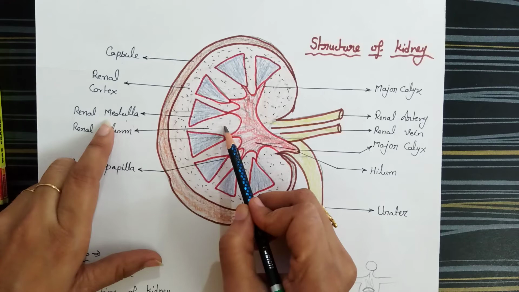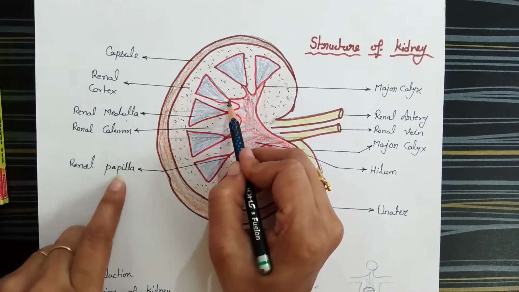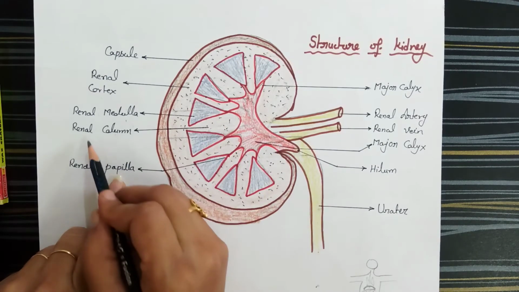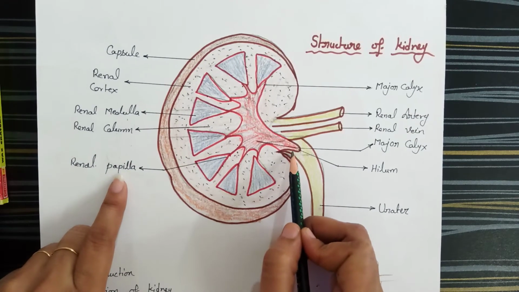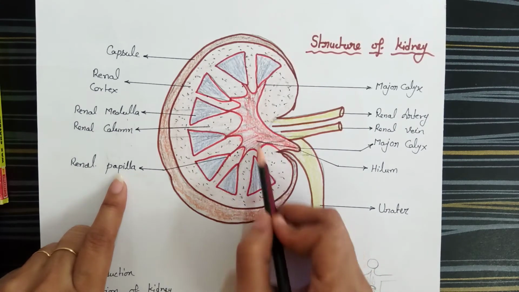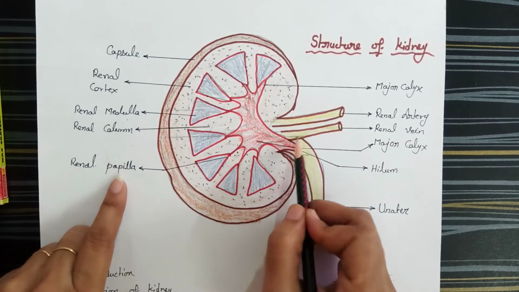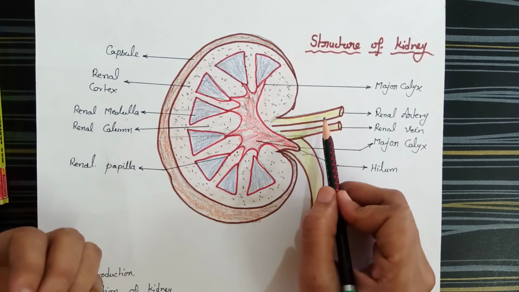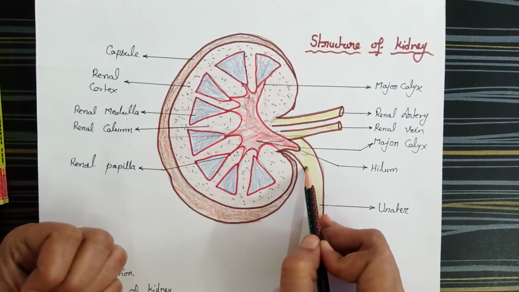Now the apex of the pyramid is called the renal papilla, and the space between two pyramids is called the renal column. In each kidney at its center a fissure is present, that is called the renal hilum, and three pipes are attached to the renal hilum. The renal artery enters the kidney, and the renal vein and ureter leave the kidney.